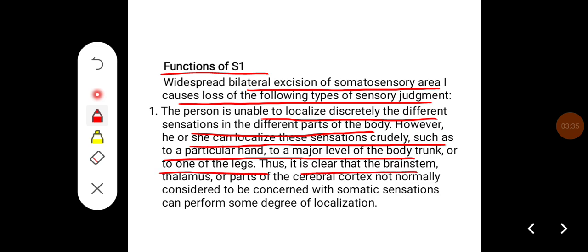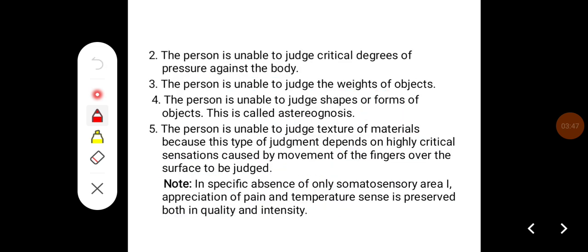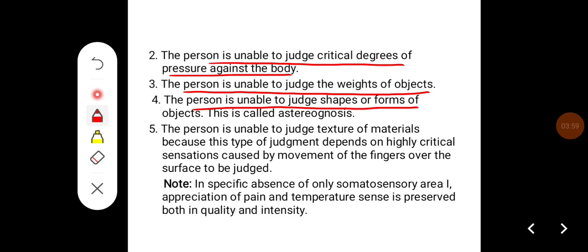Thus, it is clear that the brainstem, thalamus, or parts of the cerebral cortex, which are not normally considered to be concerned with somatic sensation, can perform some degree of localization. Second, the person is unable to judge the critical degrees of pressure against the body. Then the person is unable to judge the weights of objects. Then the person is unable to judge shapes or forms of objects, and this is called astereognosis.